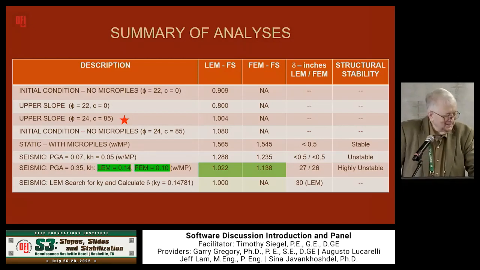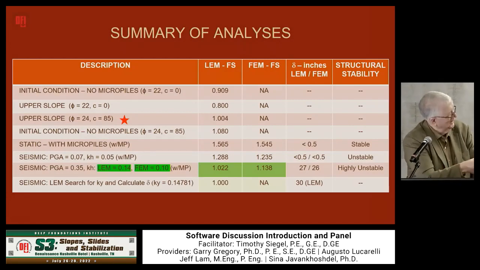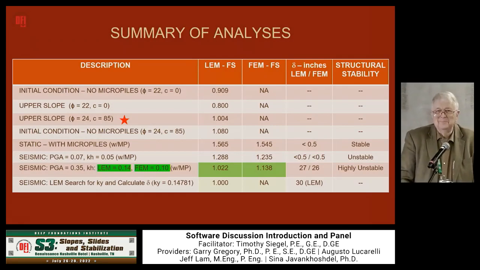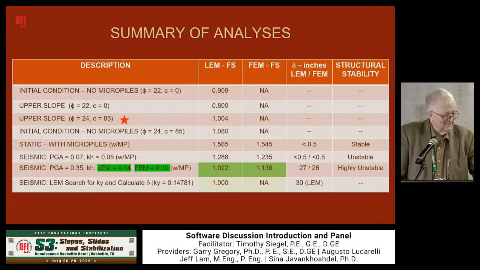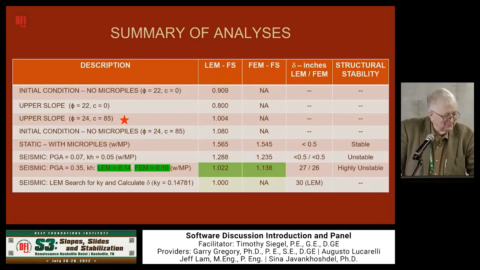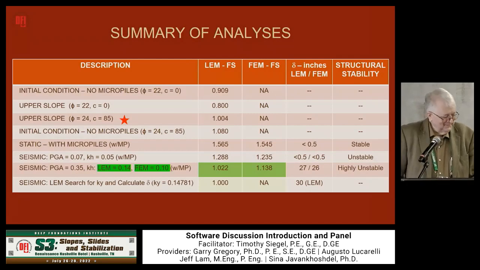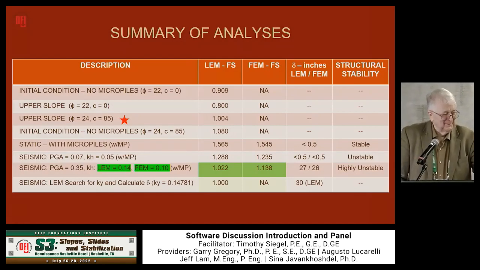Then I went to the PGA 0.35, and there's not a direct comparison here because I could only use 0.1 in the FEM analysis, or the soil would collapse. So I got a factor of safety with limit equilibrium with 0.14, 1.022 compared to 1.138, but that's not a direct comparison because I couldn't raise the case of H any larger in the FEM. But the inches of displacement are 27 for limit equilibrium, 26 for the finite element.